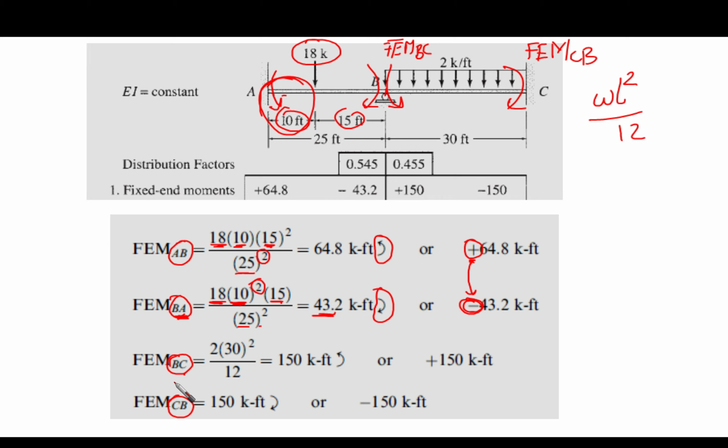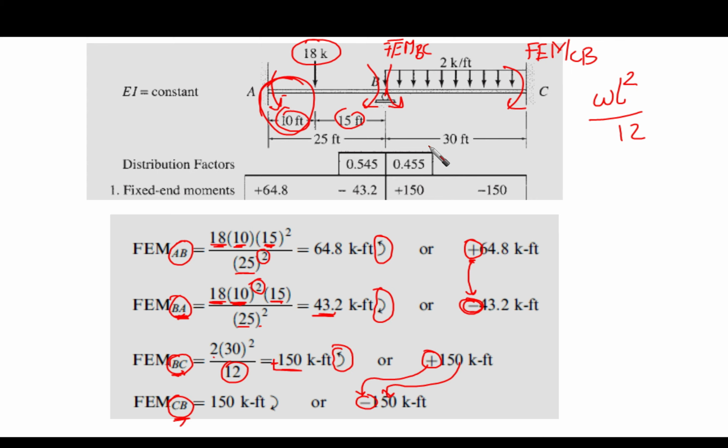So we can calculate it easily. FBC is 2 times 30 to the power 2 over 12, which gives us 150, and it is positive because it is counterclockwise. And blindly you can put it here negative with the same magnitude for CB, as we said, they are the same.